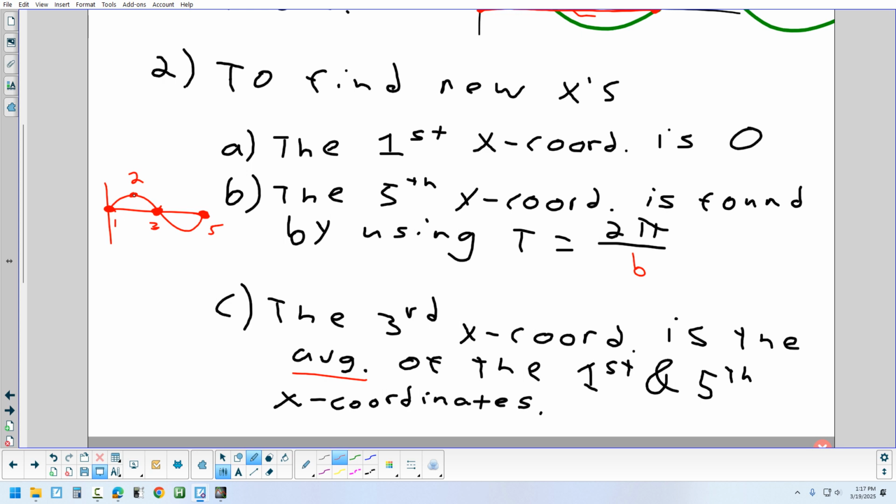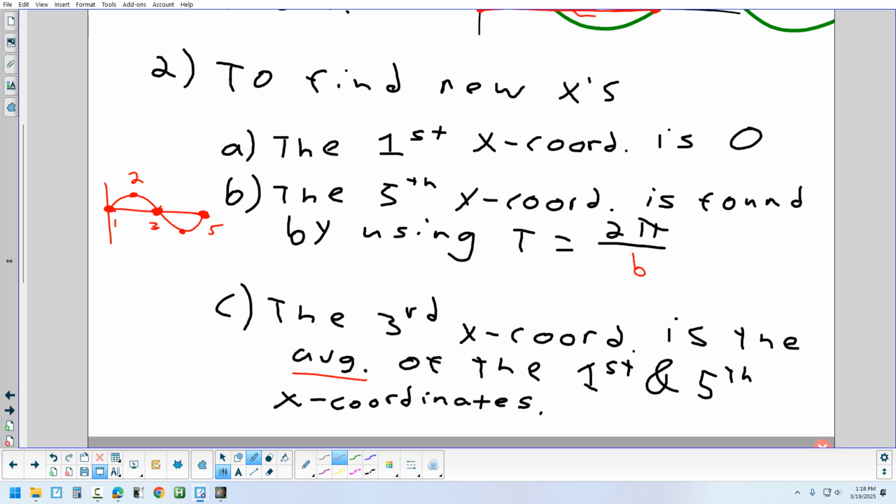It's going to be based on what you've already done. You're going to need what you did in part C to get the second one. Do what with the first and the third? Find the average between them. Yes. The second one is exactly halfway between the first one and the third one. So you're going to average the first and the third, and that will give you the second.